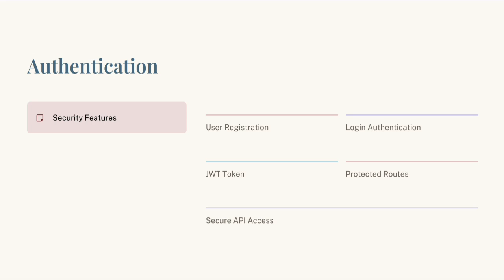Authentication is one of the most important features of this application. Users first create an account by registering with their details. During login, the backend verifies the credentials and generates a JSON Web Token, commonly known as JWT. This token is used to authorize future requests and restrict access to protected routes. Using JWT improves security and ensures that only authenticated users can access sensitive features of the application.